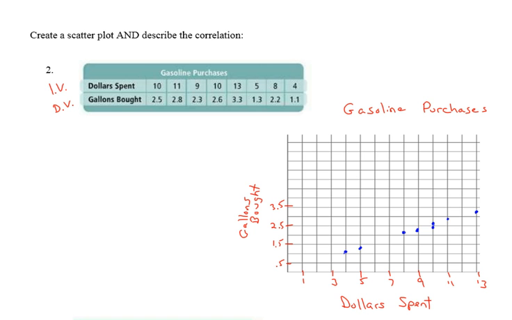Now, the last thing we need to do in our scatter plot is describe the correlation. Remember, if both of our values are increasing, or if our graph is going uphill, then that's going to be a positive correlation. If our points are tending to go in a downward slope, that's going to be a negative correlation. And if the points are kind of scattered all over the graph, that's no correlation. Since my points tend to go in an upward slope, this is going to be called a positive correlation.